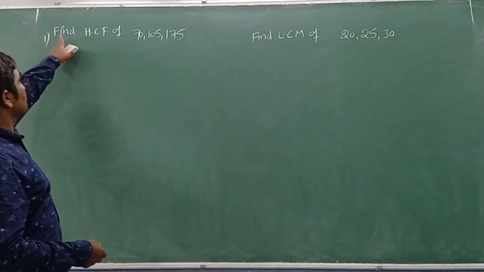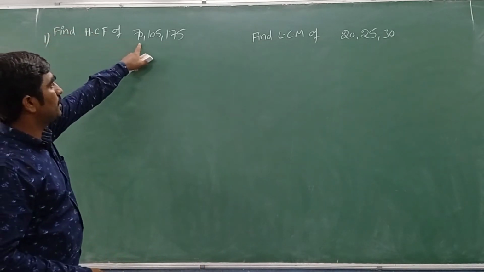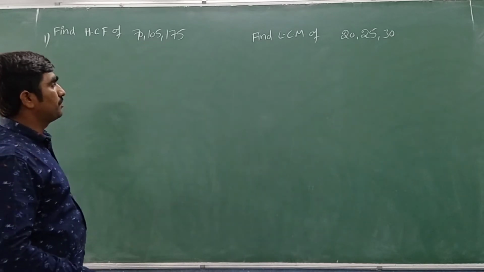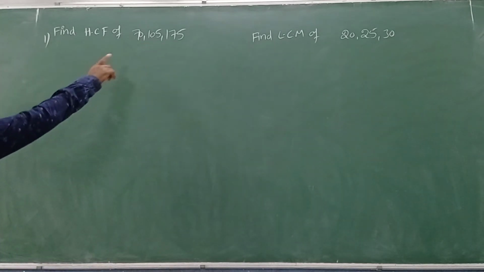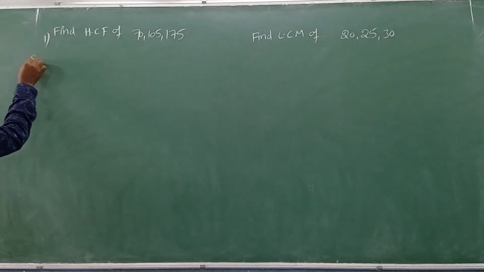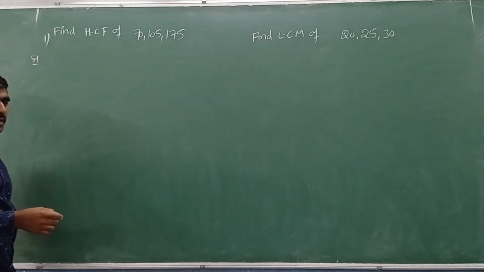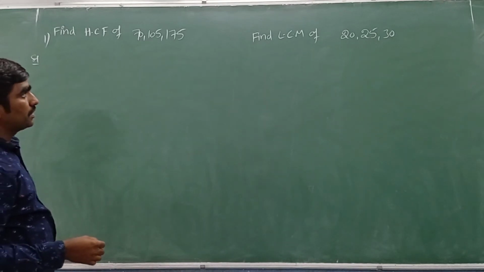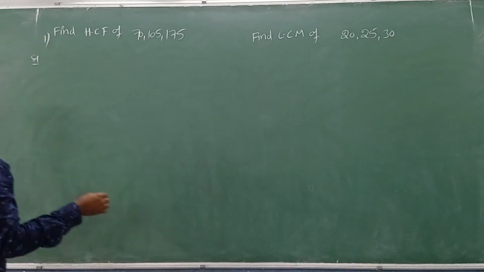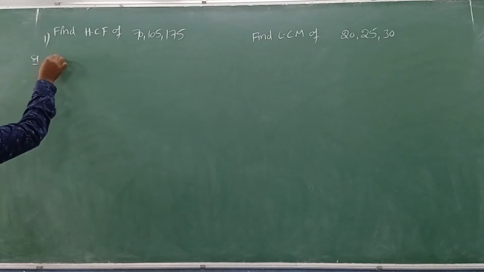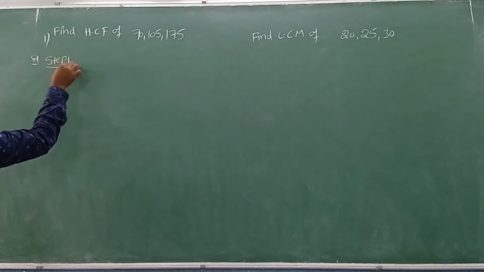Here I have a question. Find the HCF of 70, 105, 175. Now we have to find the HCF of these three numbers. Let me find it by using the prime factorization method. In that method, what is the first step we have?